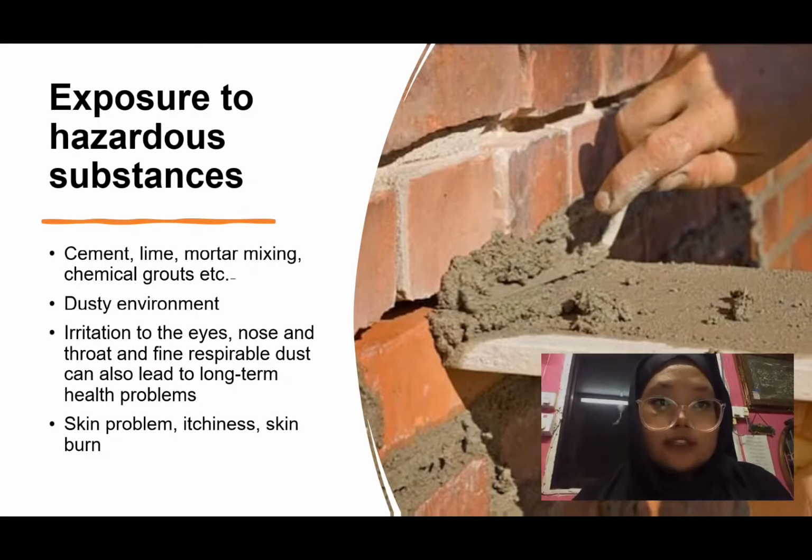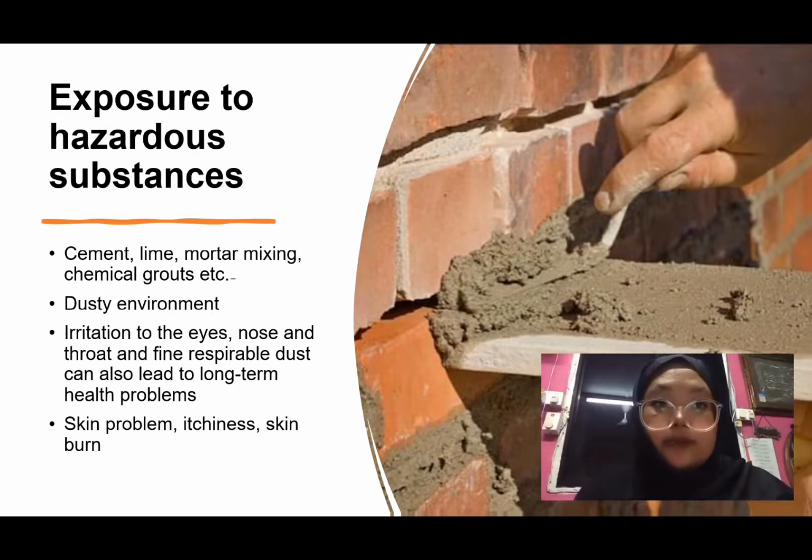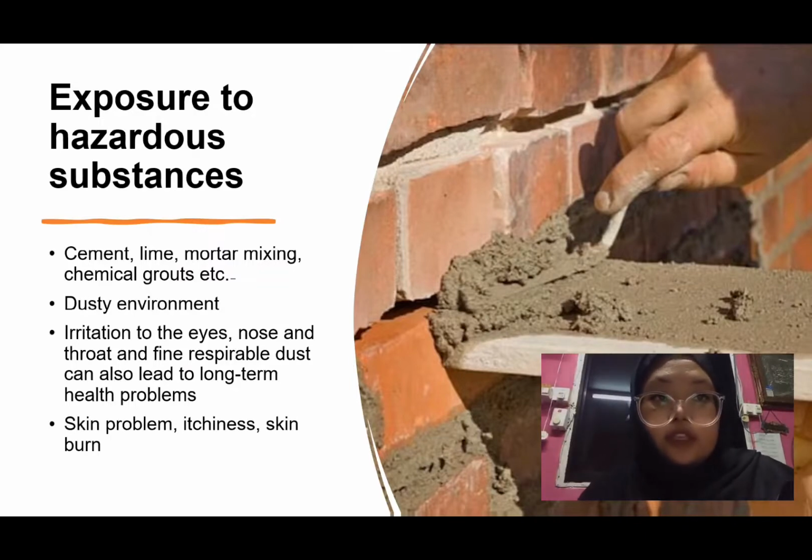So the next hazard for masonry work is exposure to hazardous substances. Basically, examples of hazardous substances include cement, lime, mortar mixing, chemical grouts, and many more. Hazardous substances can make the environment become dusty. From a dusty environment, many kinds of injury can occur. For example, irritation to the eyes, nose and throat, and the fine respirable dust can also lead to long-term health problems. It also includes skin problems, itchiness, and burns.